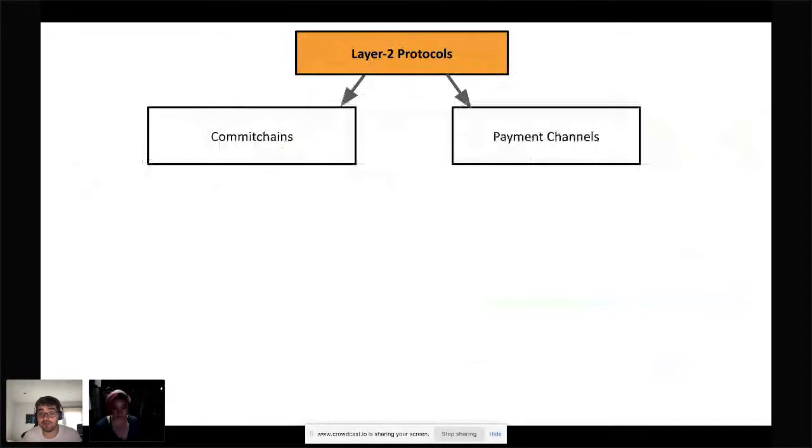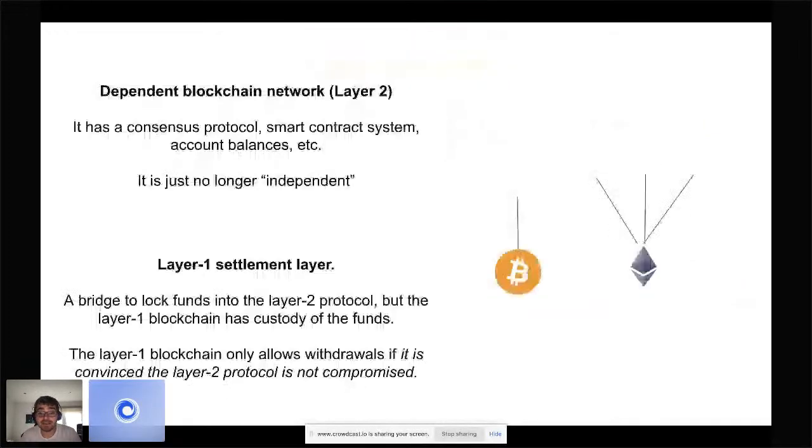So layer 2 protocols, why should we be excited for layer 2? So the idea of a layer 2 protocol is that, at least for the commit chain case, it's a dependent blockchain network. So it's still a blockchain network. It still has a consensus protocol. It has its own smart contract system. It has account balances, but it's no longer independent. Okay? And that's because it relies on the layer 1 blockchain, the settlement layer, for its funds.